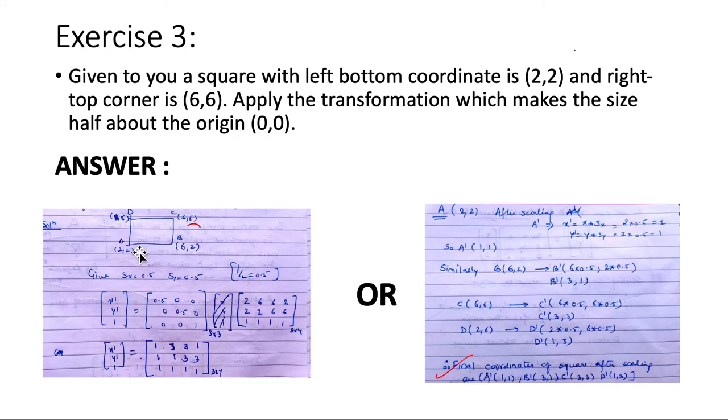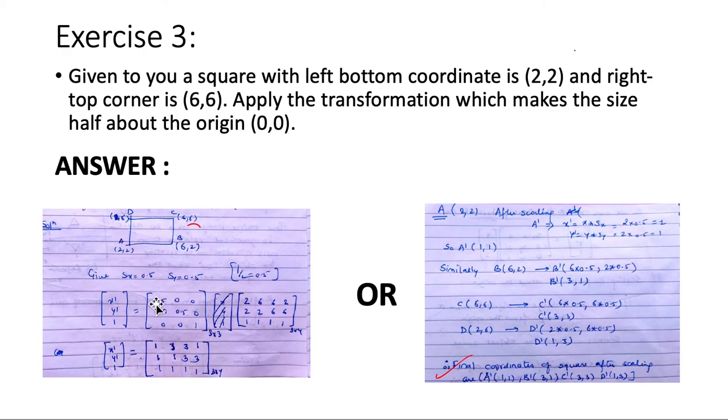Because our scaling factor is half, which is 0.5 and 0.5, we assume that this square will become smaller. So how do we apply this? We can use equation number 3, or you can also use the transformation matrix.